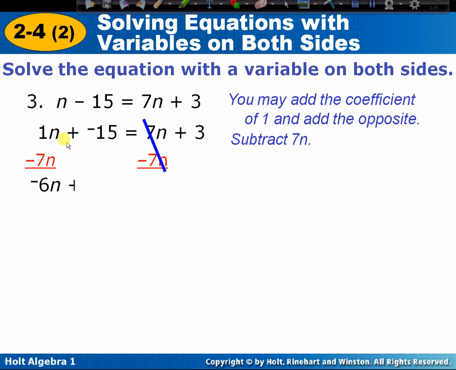1n minus 7n is negative 6n. We're going to bring down our plus negative 15 equals, and we're going to bring down our 3. Notice that I only subtracted 7n from the other things that had n's. We had an n here and we had an n here.